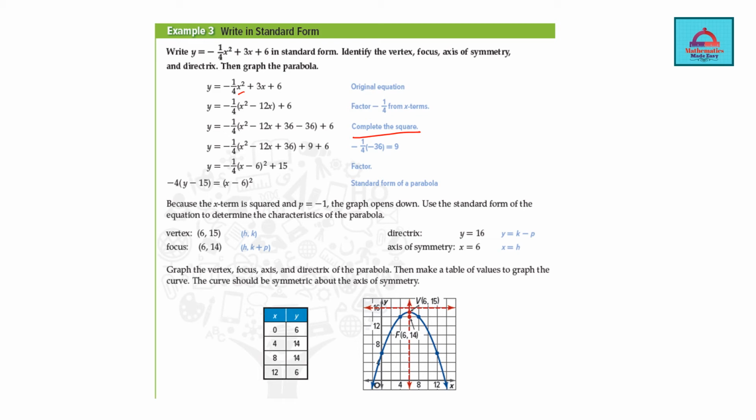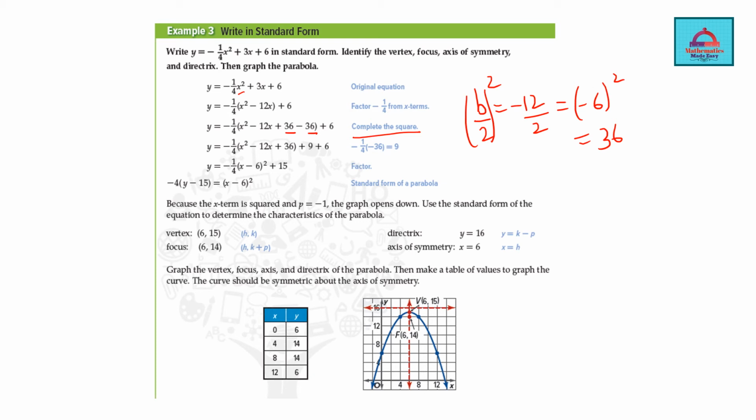Here you take the common term 1 by 4, so inside it is 12x, that means 6 is the number. How do you get it? You take b, which is the coefficient of x, which is -12, divide by 2, so it is -6, and take its square. So you get the term 36, which is going to be added and subtracted to complete the square.